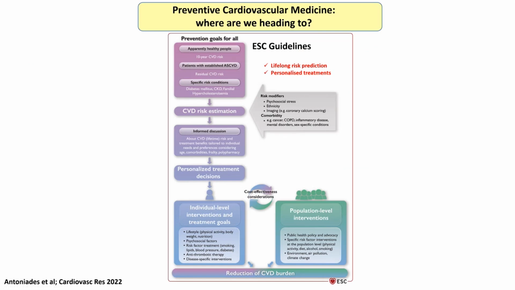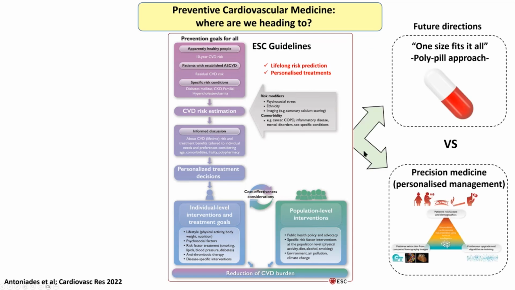So in preventive cardiovascular medicine, we have been talking for a very long time now about personalized treatments and lifelong risk prediction. But in reality, the fundamental question is whether we want to go down the route of the one-size-fits-all, the poly-pill approach, where you put a little bit of everything in a pill, you give it to everybody, and you don't have to care about personalized treatments, or going down the more expensive route of precision medicine, where you need to invest heavily in identifying the right patients for the right treatments.